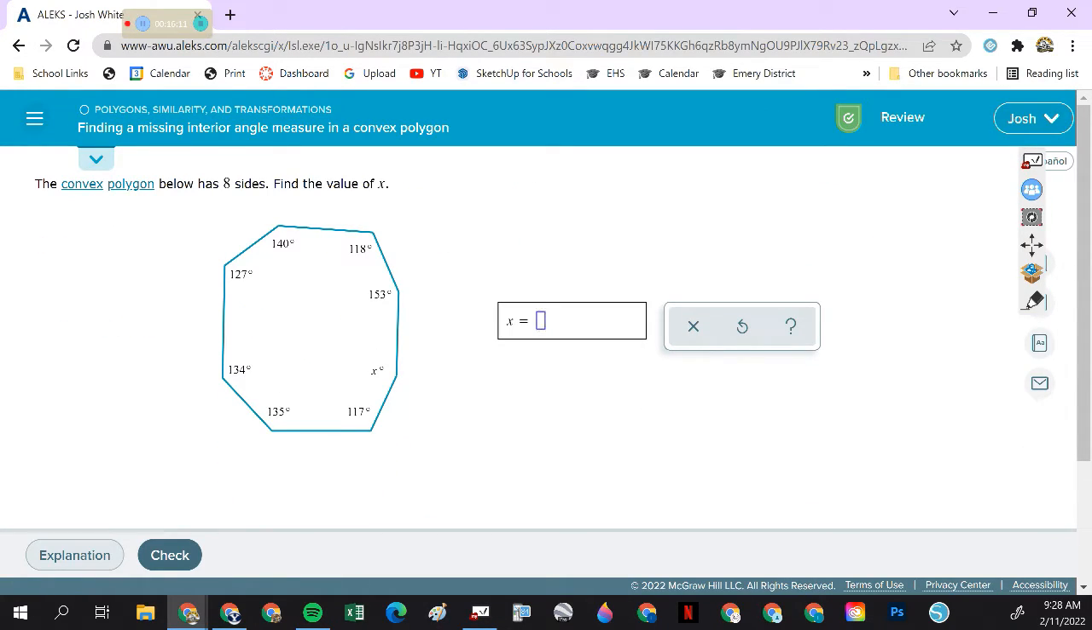So how are we going to figure out x? Well, we count the sides. How many sides are there? 1, 2, 3, 4, 5, 6, 7, 8. Oh, it says 8. That's handy. Okay. So how many triangles does an octagon have? 6 times 180. Yeah, it says right here, 8.